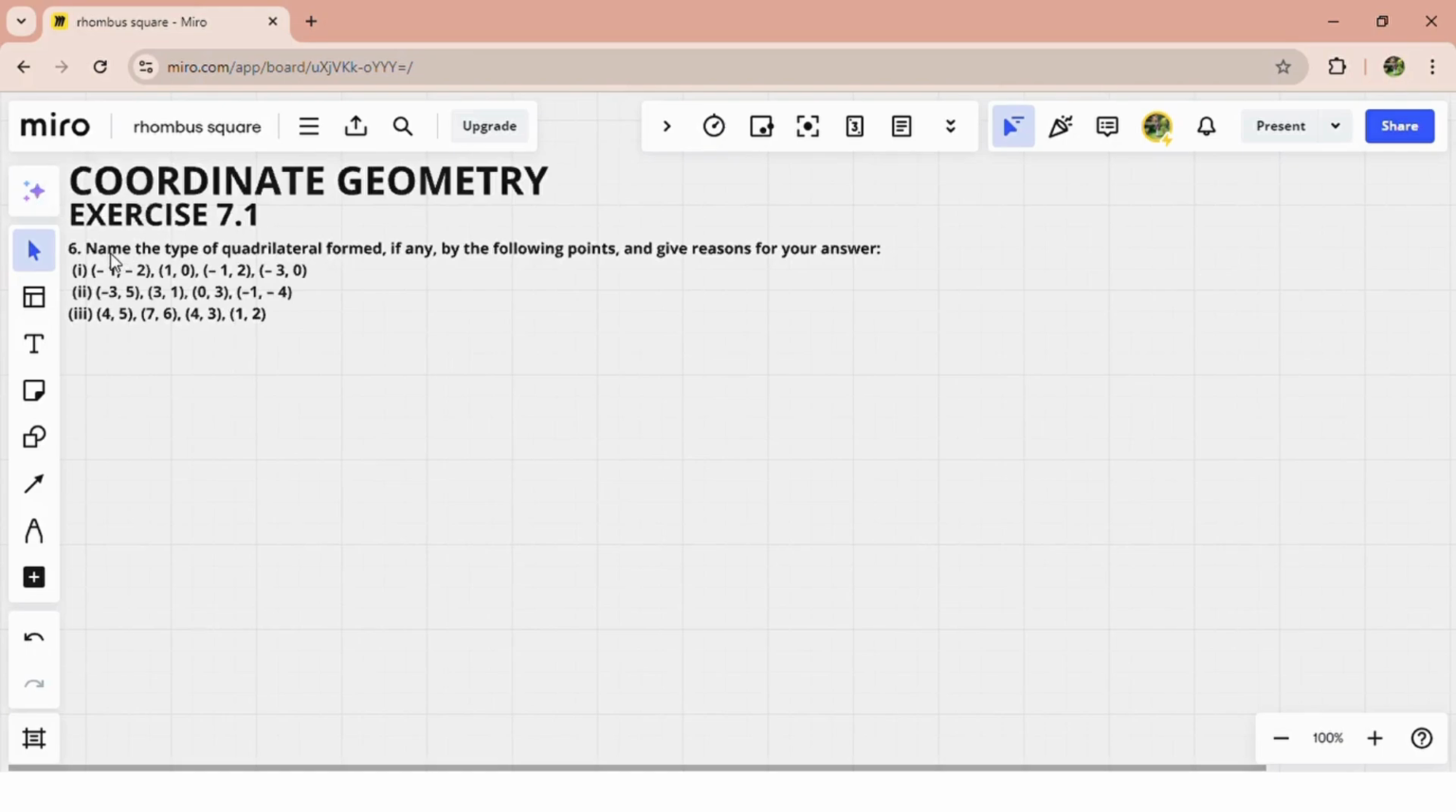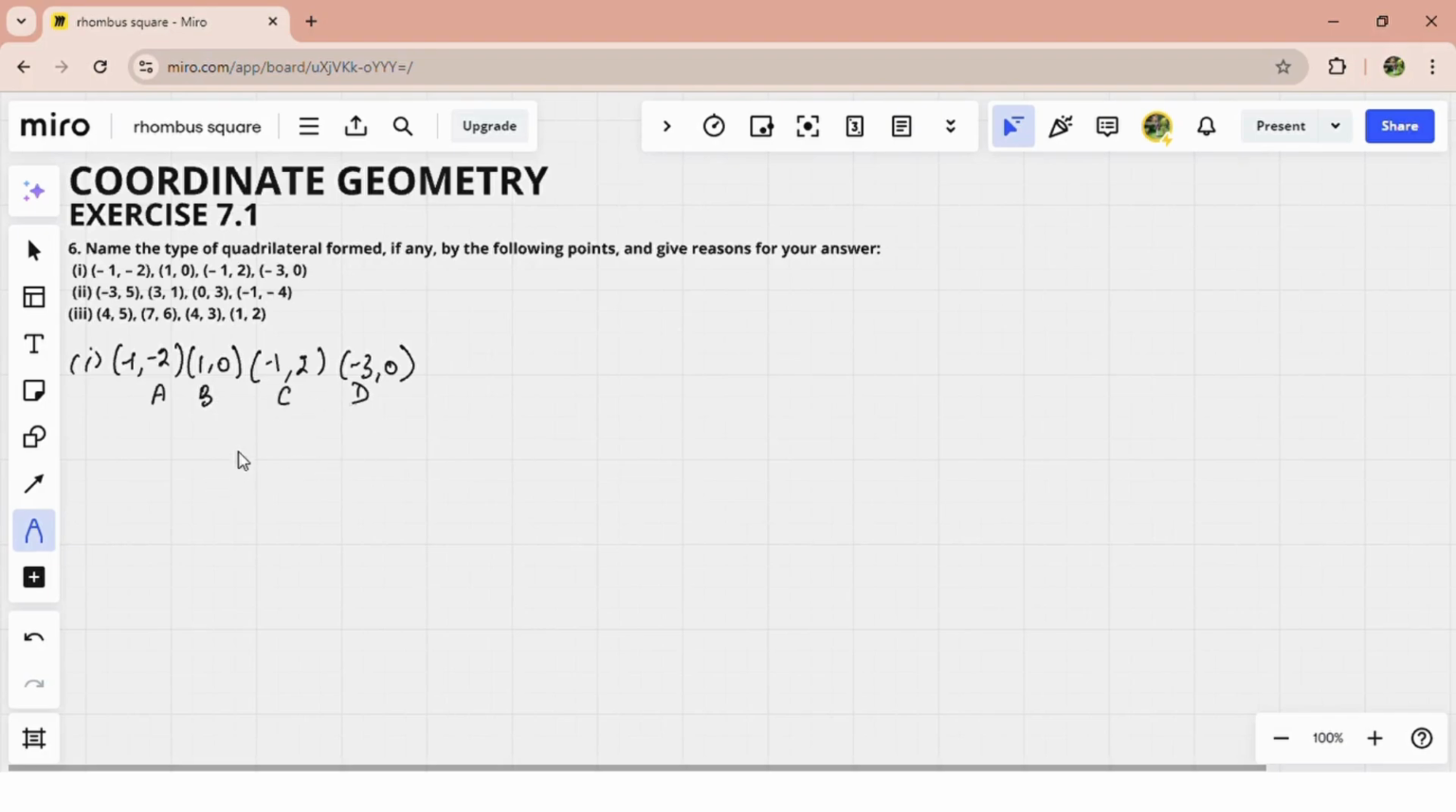Okay, it has 3 subdivisions, we'll see it. Name the type of quadrilateral formed, if any, by the following points and give reasons for your answers. First we'll do the first sum. The points are (-1, -2), (1, 0), (-1, 2) and (-3, 0). So this is A, B, C, D.